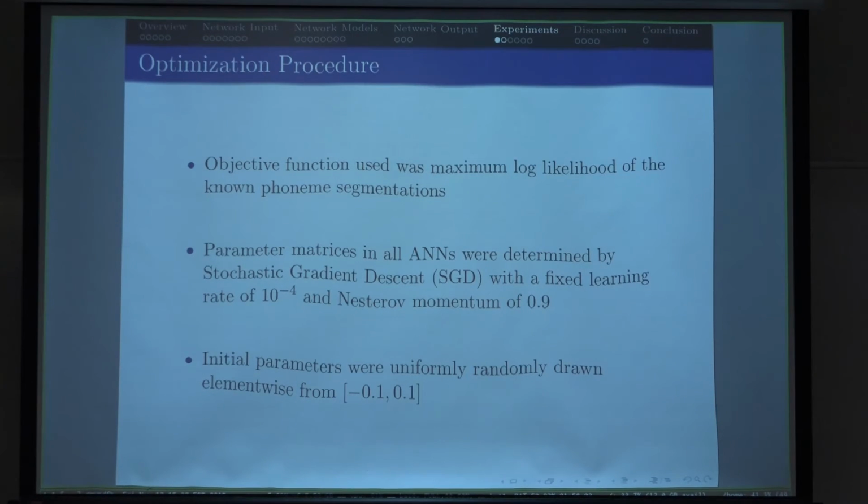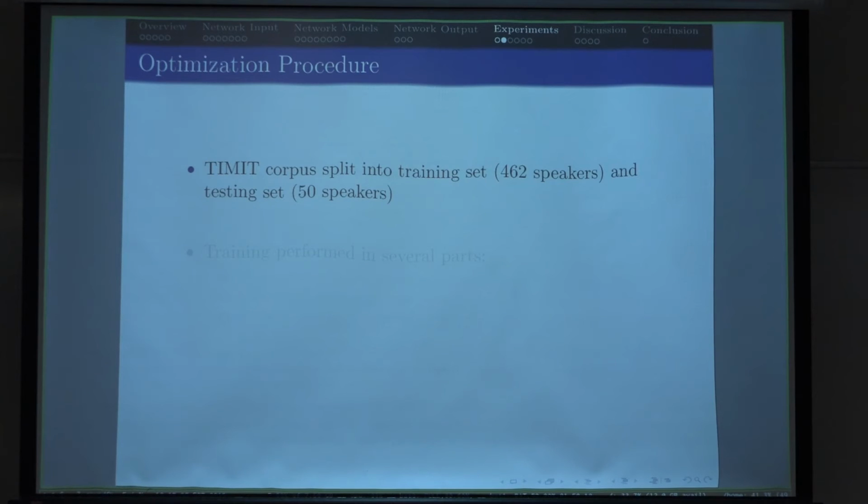But because of the way that you're comparing across models, you're not going to have the same initializations between all these experiments. So there are very different numbers of parameters between the experiments, as we'll see. So they split up the TIMIT corpus into two sets. One set, which is the training set of 462 speakers, and then a second set, which was their testing or development set, which had 50 speakers.